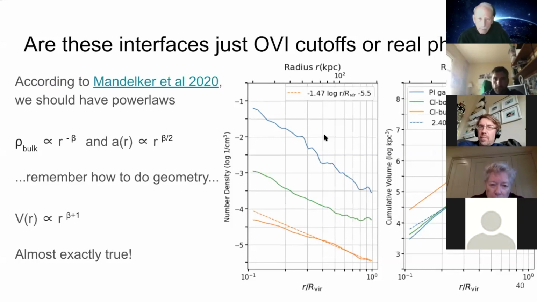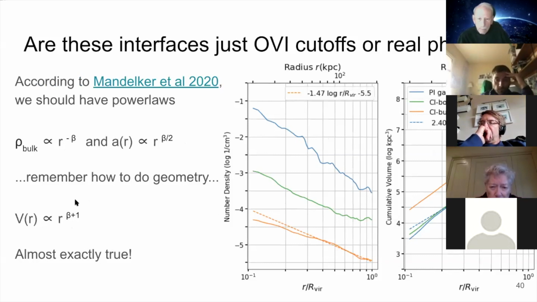And then you should see that we have these power laws. If your density of the bulk region is r to the minus beta, then the size of your stream should be r to the beta over 2. If you take this and turn it into a total cumulative volume, which is much easier to measure in the simulation, you'll take this and square it, so you'll get r to the beta, and then integrate it to get r to the beta plus 1. And so your total cumulative volume in the stream should be r to the beta plus 1.